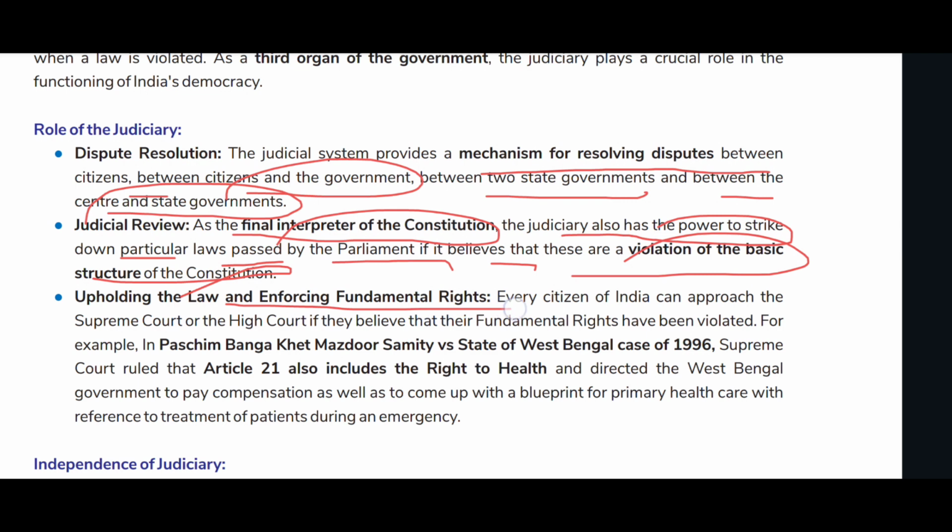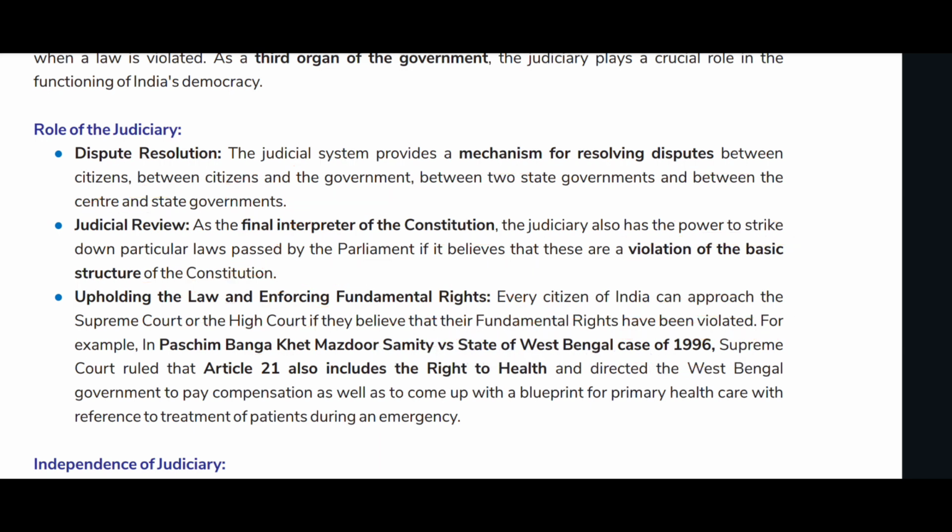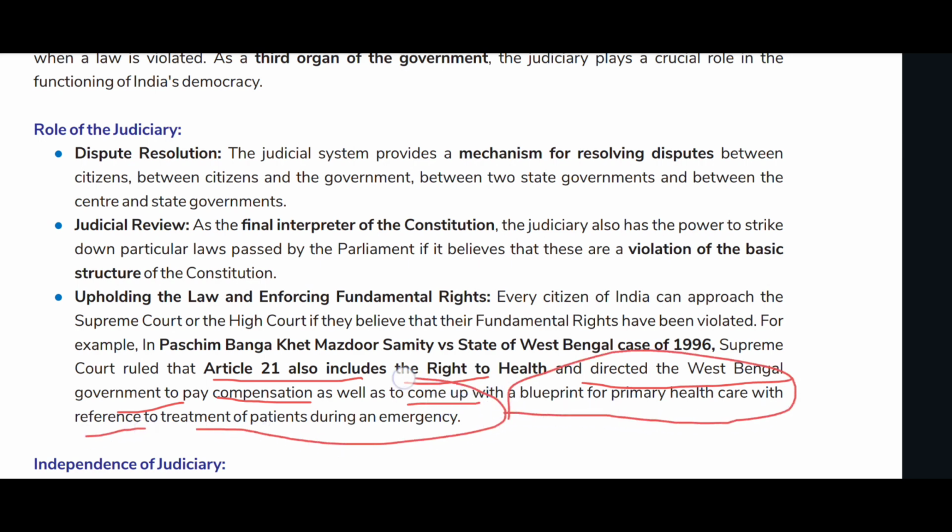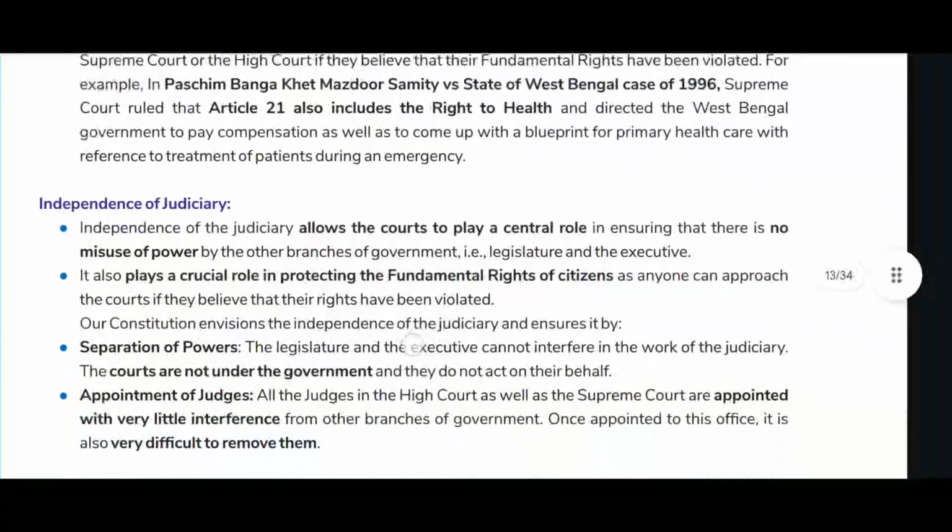Upholding the law and enforcing fundamental rights. Every citizen of India can approach the Supreme Court or High Court if they believe that their fundamental rights have been violated. For example, in the Paschim Banga Khet Mazdoor Samiti versus State of West Bengal case of 1996, the Supreme Court ruled that Article 21 includes the right to health and directed the West Bengal government to pay compensation as well as come up with the blueprint of primary health care with reference to treatment of patients during an emergency.